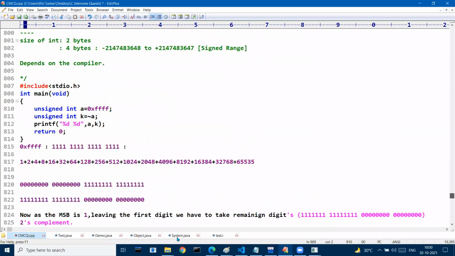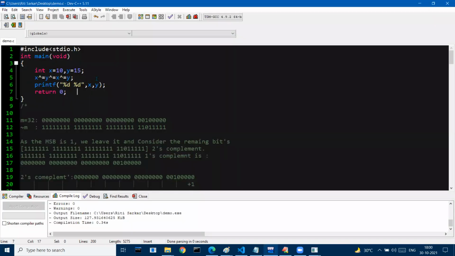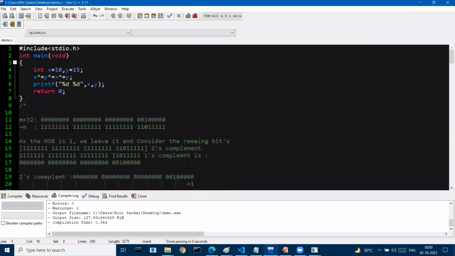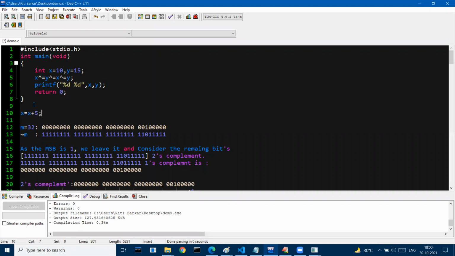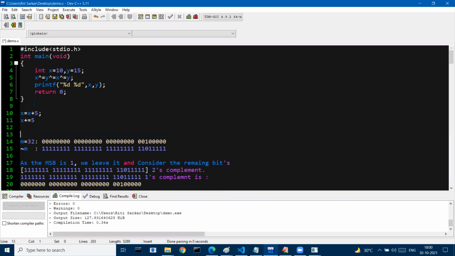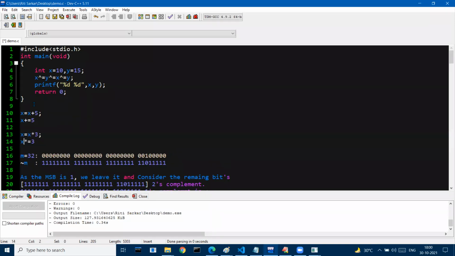How to do that, sir? This is the logic. It is called the shorthand assignment operator, guys. What does it mean, sir? Suppose you have x = x + 5, no need to write that. You can write x += 5. If you have x = x * 3, you can write x *= 3. The star-equals is called a shorthand assignment operator. You have to write less now, that's the shorthand.